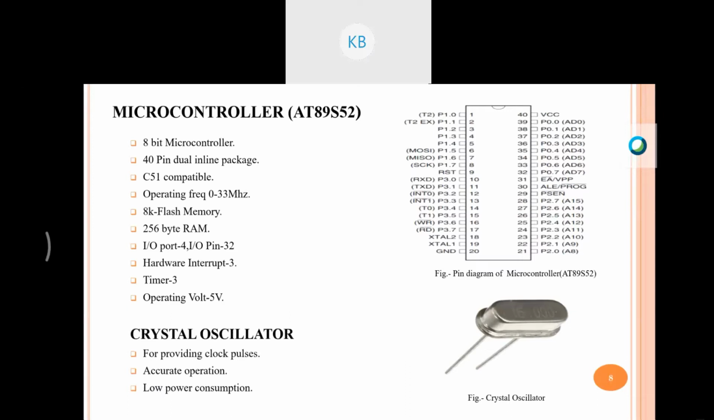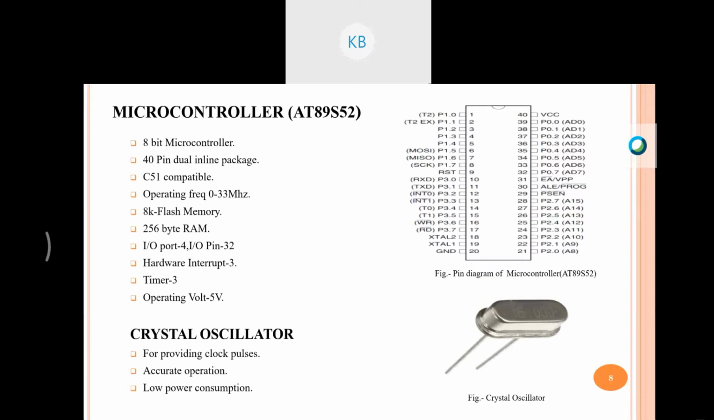The next component we have used is the crystal oscillator. As we know, the crystal oscillator provides clock pulses. It is important for the microcontroller to operate. The operation of the crystal oscillator is accurate, and without it the microcontroller consumes more energy. The crystal oscillator helps it to consume low power.